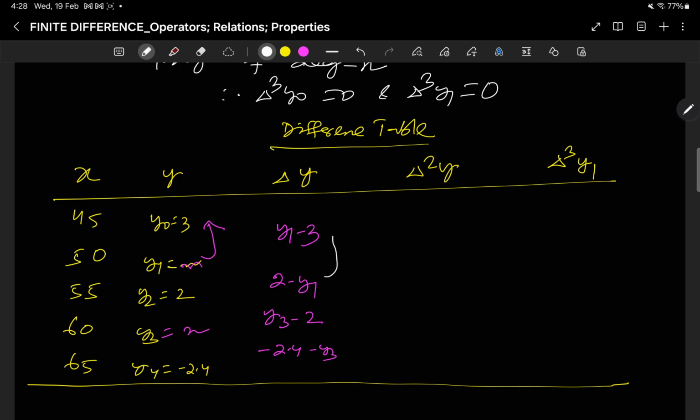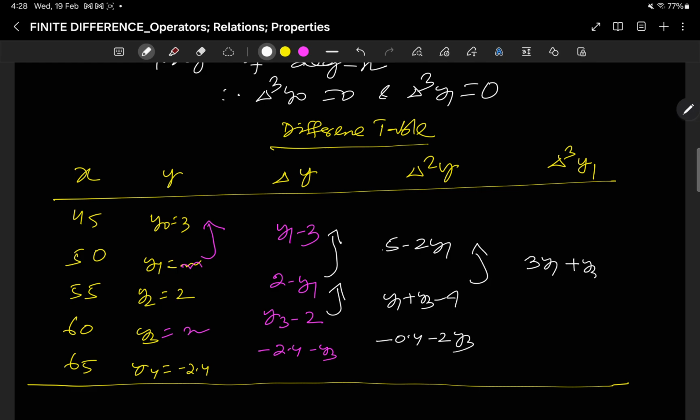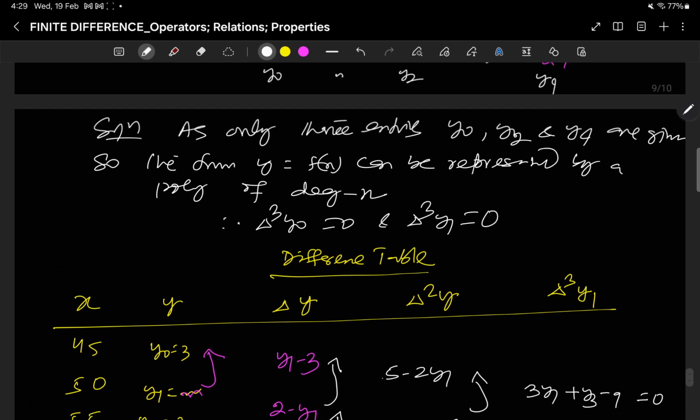Then the second order difference, this minus this, is 5 minus 2y1, this minus this is y1 plus y3 minus 4, and here it is 0.4 minus 2y3. Then this minus this is here 3y1 plus y3 minus 9, and it is 3.6 minus y1 minus 3y3. Okay, now this is equal to 0 and this is equal to 0 because it is represented by a second degree polynomial of degree 2 here, right? Because 3 functional values are given.